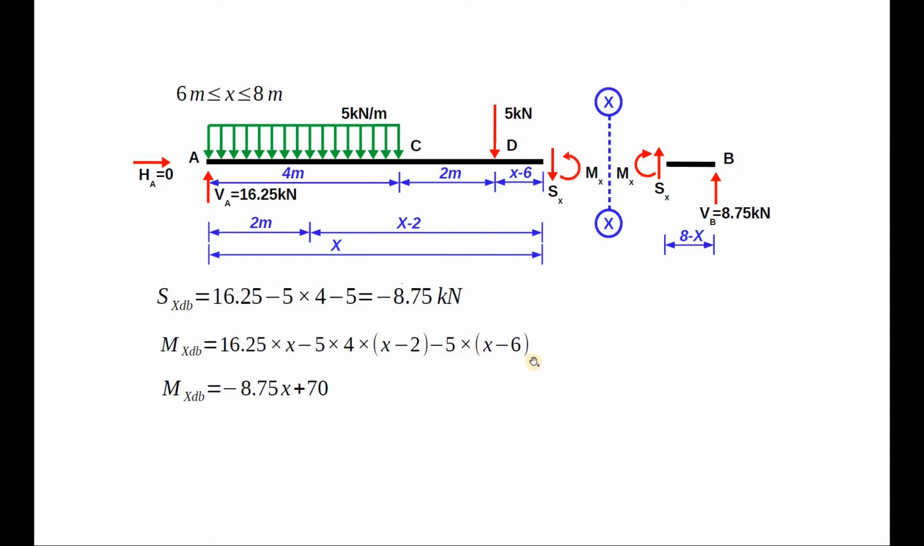The last part of the moment is due to the concentrated load, that is negative 5 into x minus 6. The total distance between the section and support A is x. Deducting 4 plus 2, 6 becomes x minus 6. So our final expression for bending moment becomes negative 8.75x plus 70.